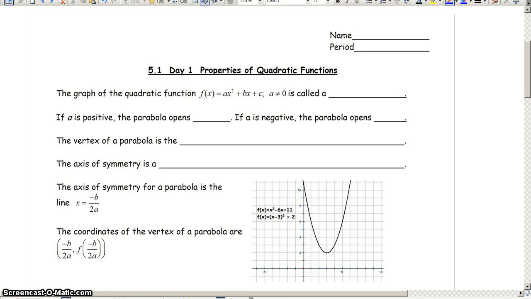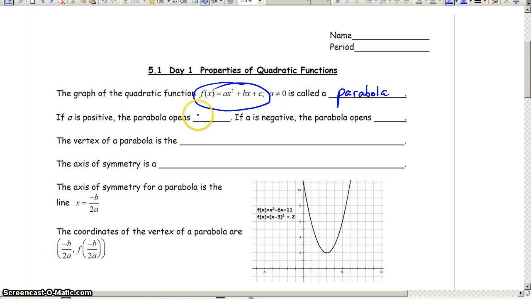Okay, we're going to be doing the notes for Chapter 5, Section 1. There are actually 2 days that we're going to be spending on this. We're graphing a new type of function, and it's the quadratic. You can see the quadratic function here, f of x equals ax squared plus bx plus c. It's going to be called a parabola. A parabola is a very different type of shape than a line. We've only been graphing lines and absolute values.